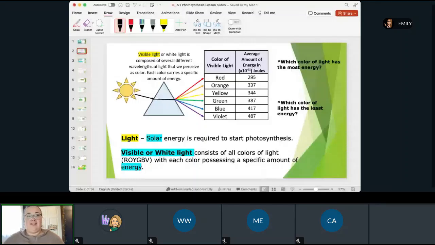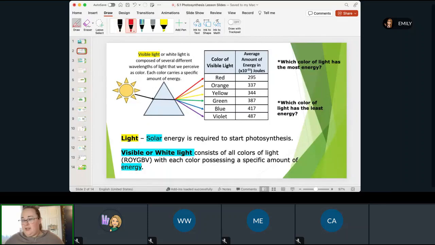So talking about light, there are a whole lot of different kinds of light. We can't see all of them. So the light that we can see, we call visible light or white light. And it's composed of lots of different wavelengths. And that's how you see the different colors of light based on their wavelength. And each color carries a specific amount of energy. And so that's what this little table is showing you right here.